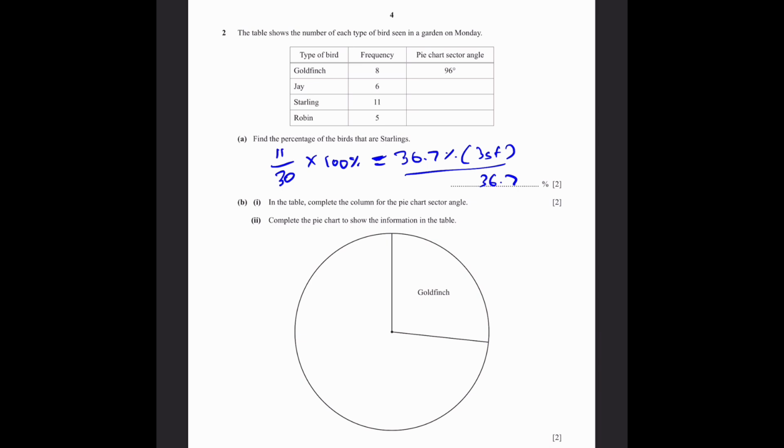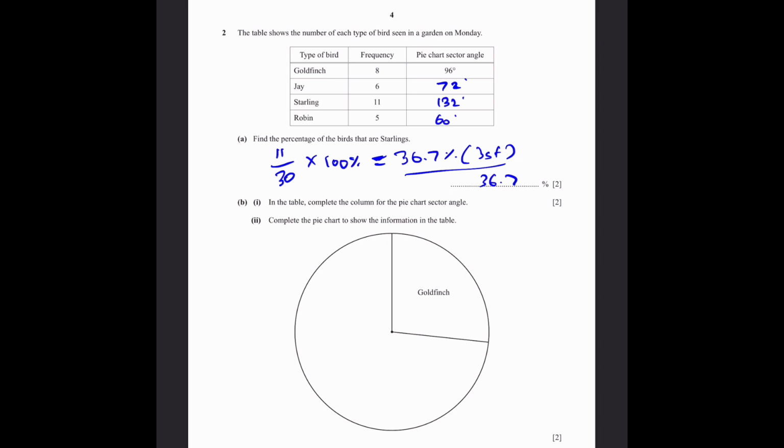Now, for the rest of them as well, we just divide by 30 and multiply by 360. And dividing by 30 and multiplying by 360 will cancel out to just multiplying by 12, right? Since 360 by 30 is equal to 12. So just multiply all of these by 12 to get these sector angles. And that's our answer.